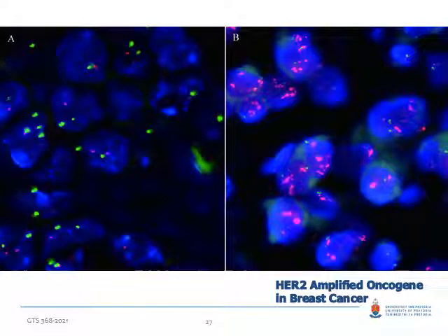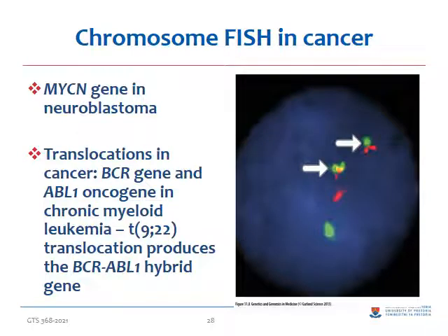You can use these probes for cancer, such as the HER2 amplified oncogene in breast cancer. Here is an example of the MYCN gene in neuroblastoma, and you can also pick up translocations in cancer, such as the BCR gene and the ABL1 oncogene in chronic myeloid leukemia. The Philadelphia chromosome, where there's a translocation between chromosome 9 and 22.